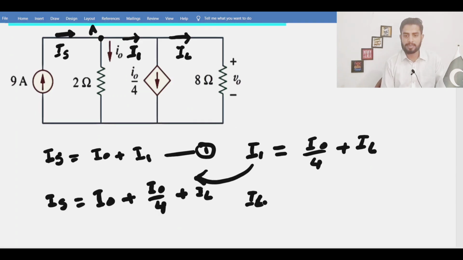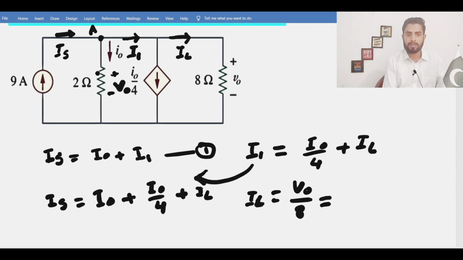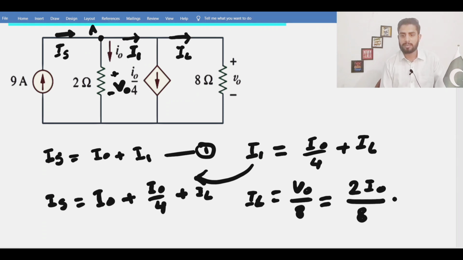IL is basically equal to V0 by 8 ohm. By Ohm's law, V0 by 8 is equal to IL, and as you know, in all parallel branches the voltage will be the same. This will be similar to V0 voltage. So V0 will be equal to V is equal to IR. V0 will be equal to I0 into 2. It means V0 will be equal to 2I0. V0 over 8 means IL will be I0 by 4.